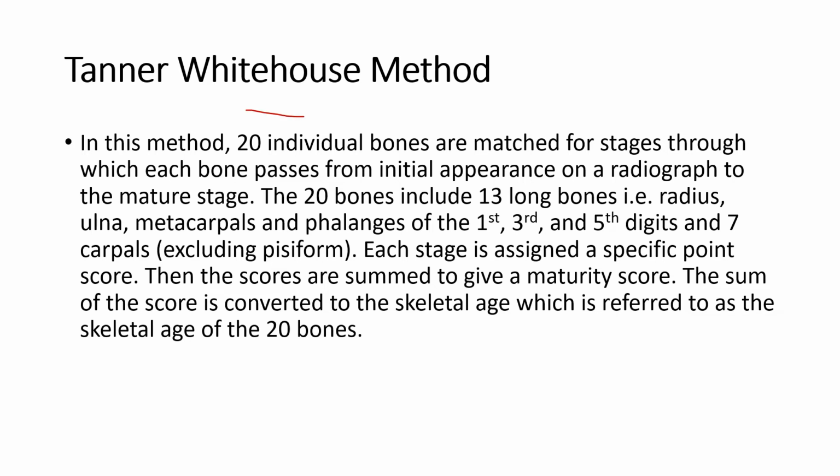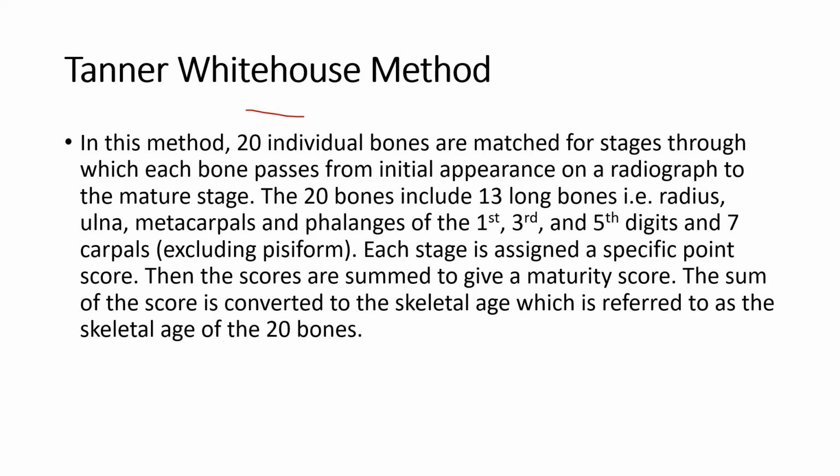In this method, 20 individual bones are matched for stages through which each bone passes from initial appearance on a radiograph to the mature stage. The 20 bones include 13 long bones: radius, ulna, metacarpals, and phalanges of the first, third, and fifth digits, and seventh carpals, excluding the pisiform. Each stage is assigned a specific point score.